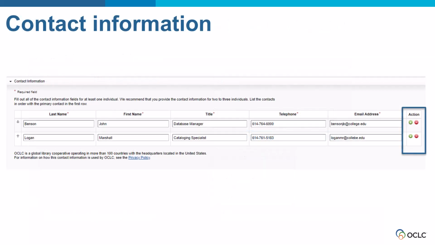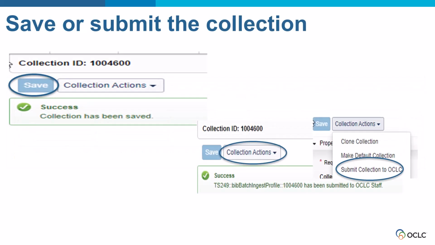Click Contact Information. Enter at least one person's information in all fields. To add more people, click the plus symbol. OCLC recommends providing contact information for 2 or 3 people. It is very important to have all of the information available when creating the collection.